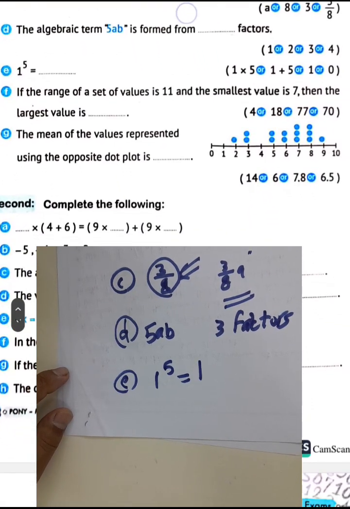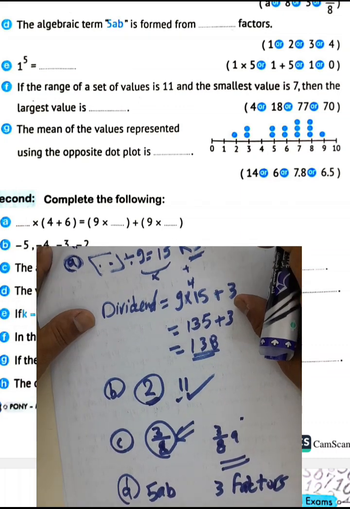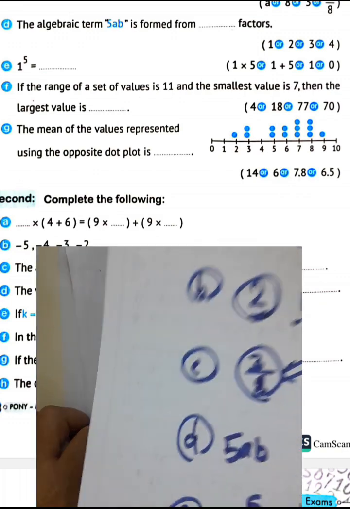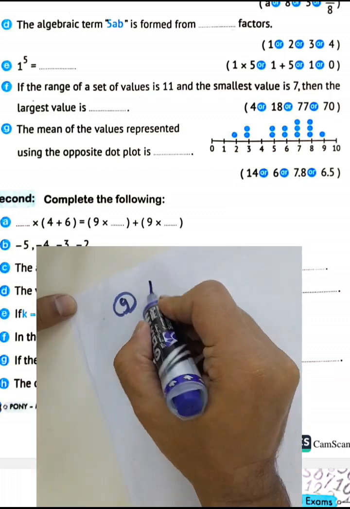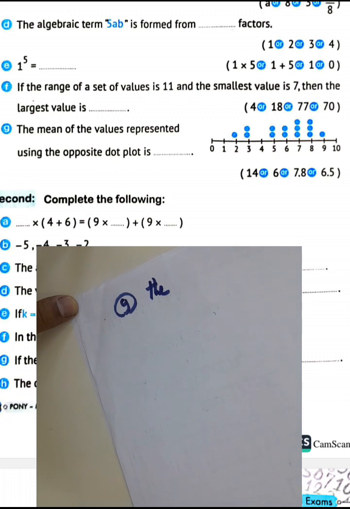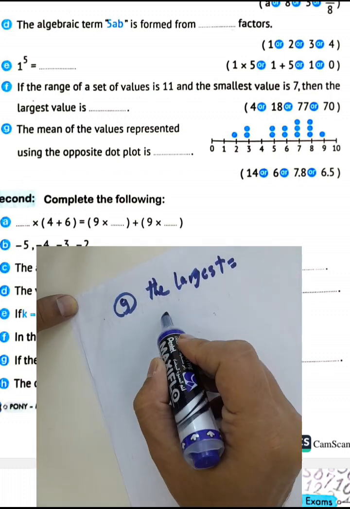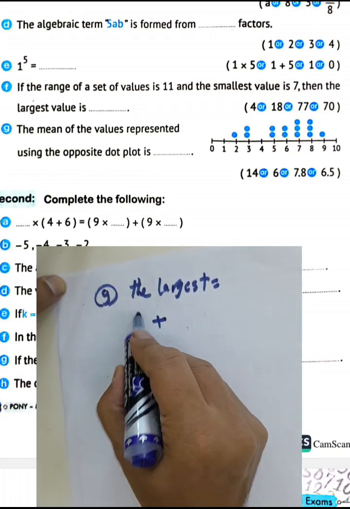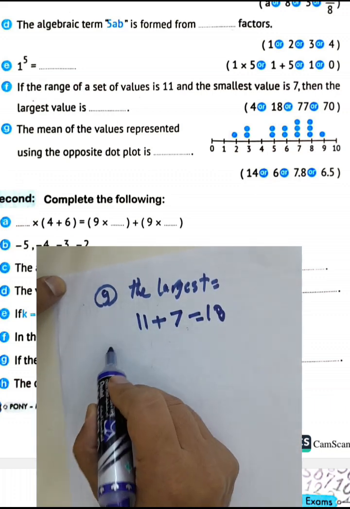Letter F: if the range of a set of values is 11 and the smallest value is 7, then the largest value? We can find the largest value by adding the range to the smallest number. The largest number will be equal to range plus smallest number. The range here was 11 and the smallest 7. The sum of them will be 18.